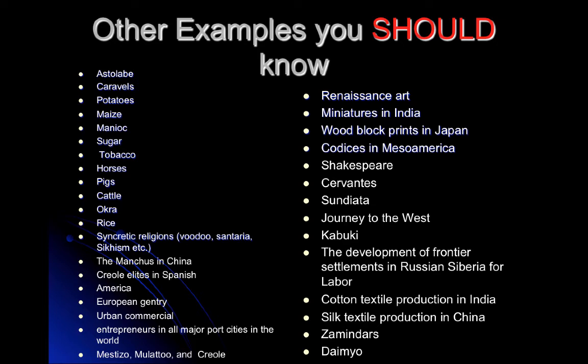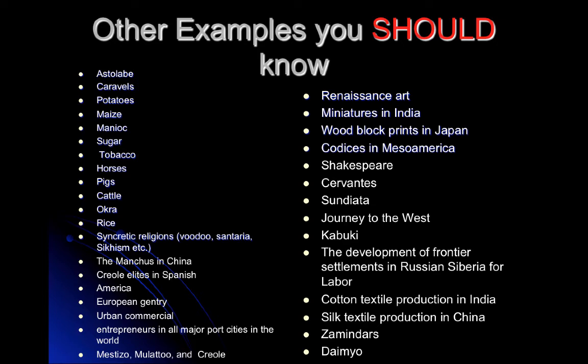But knowing that there's entrepreneurs, what is an entrepreneur? A person that's a risk taker going to start businesses in all major parts of the cities in the world, trying to make those businesses and becoming part of that growing merchant class. We've already gone over the different mestizos, mulatto, creoles, peninsulares. I'm not going to talk about that. Don't forget about woodblock prints in Japan. That's one of the major artistic forms.